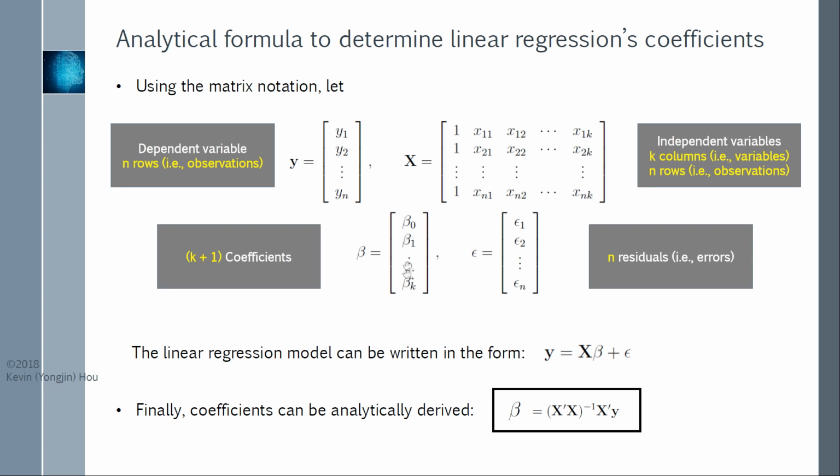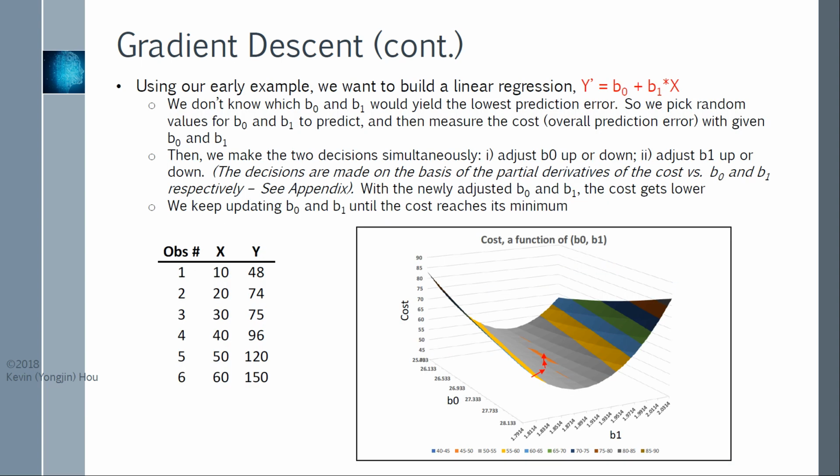To make things brief, often x, y, beta or the coefficients, and errors are written using matrix notation. With linear regression in matrix notation, the coefficients, either b or beta, can be derived using transposition, multiplication, and inverse. Such matrix operations can be derived analytically. So this is an analytical solution. Now let's go back.